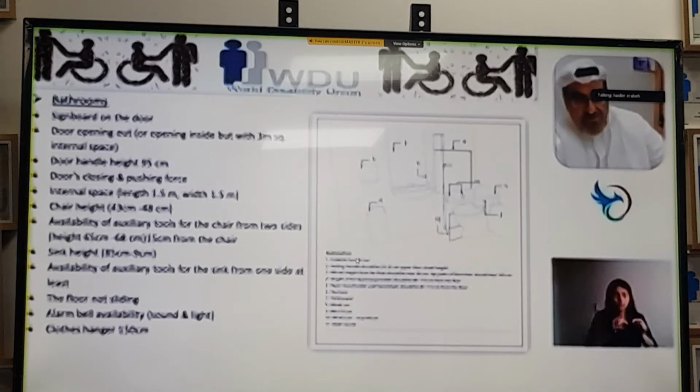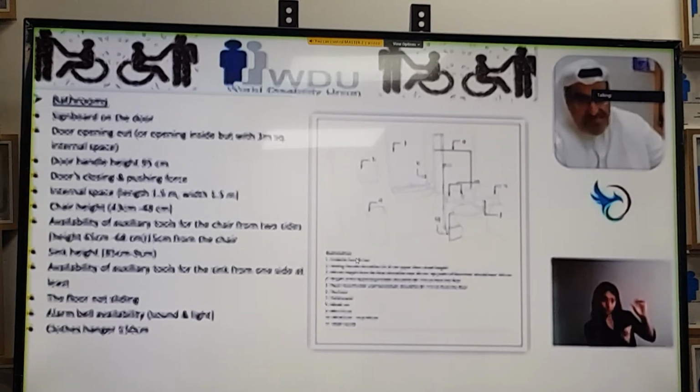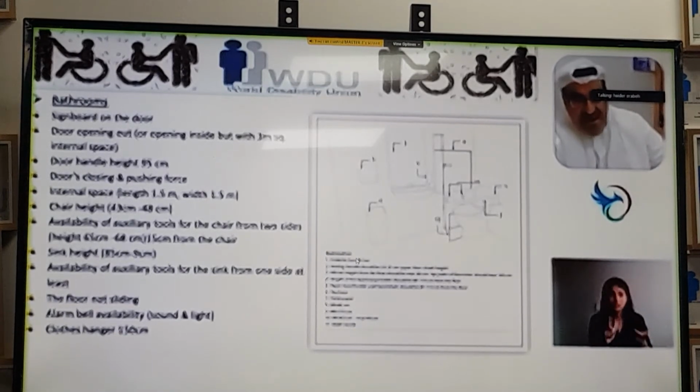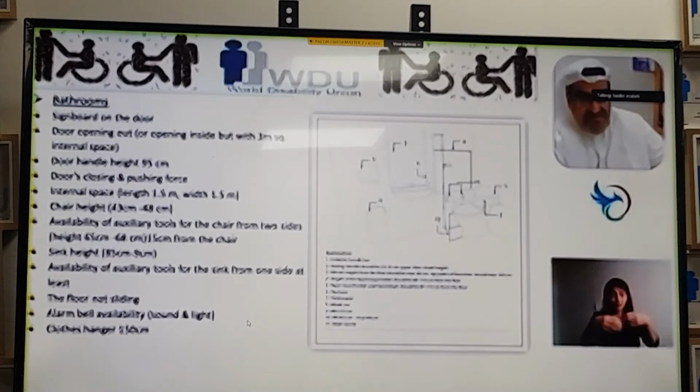Two accessories near the seat. The height of the seat should be not less than 41 centimeters, 43 centimeters, or 45, no problem. The mirror, and the height of the sink to wash his hands should be 85 centimeters. And there are a lot of other requirements. If we go to the next page, we'll see a video showing all this. Can we go to the next?